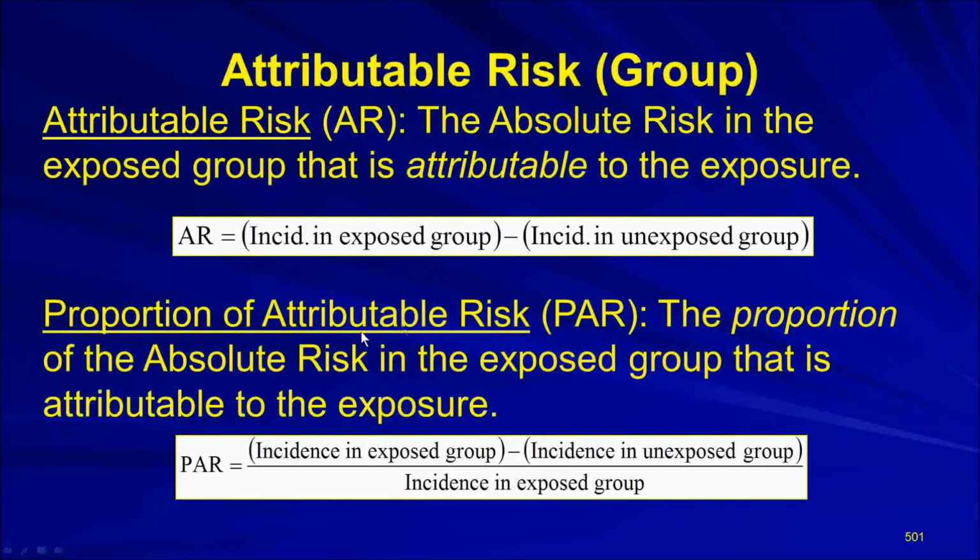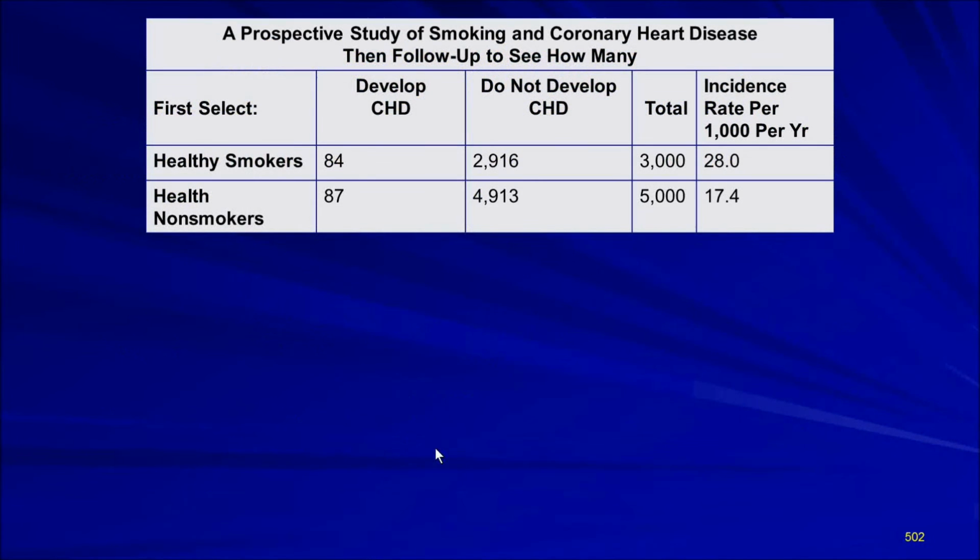So we have proportion of attributable risk, and we said this could be preventive attributable risk, and it's a proportion of the absolute risk or the incidence rate in the exposed group that is attributable to the exposure. So we're going to take these two up here, and we're going to divide by the incidence in the exposed group, because that's the way we know a proportion operates. Okay?